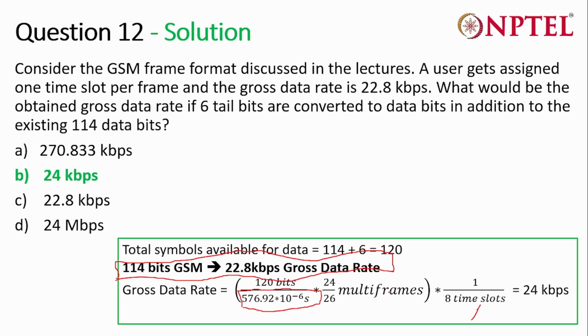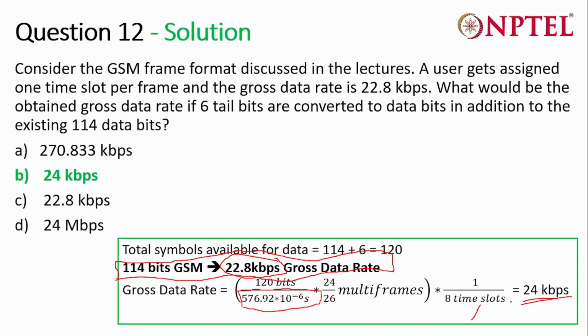And there is this concept called multiframe. Out of the 26 frames of the multiframe, only 24 will be used. So it is 114 divided by 576.92 microseconds, times 24 by 26. Like that, you actually have 8 time slots, so it's 1 divided by 8. If you do this calculation, we'll be getting 22.8 kilobits per second. Now instead of 114, we have 120 here. So if we repeat the calculation, we're going to get 24 kilobits per second.